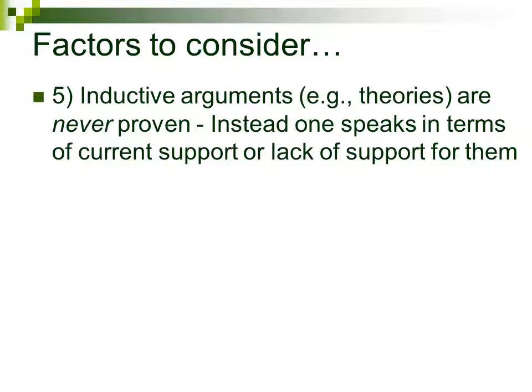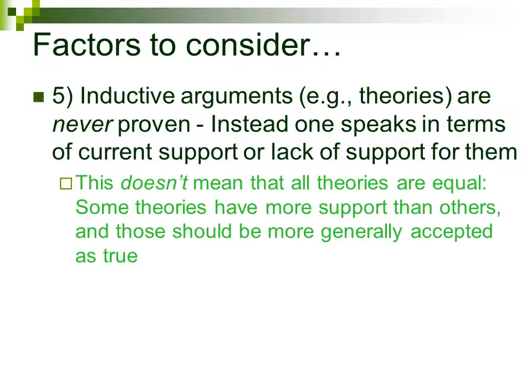Just think of all the theories that were thought to be true or proven at some point in time. The Earth is flat, the Earth is at the center of the solar system, people get sick because of evil spirits, people only use 10% of their brain, etc. This doesn't mean that all theories are equal. Some theories do have more support than others, and those should be more generally accepted as true. So the theory that people experience ESP or extrasensory perception is not as well accepted as a theory that depression is caused by a depletion of the monoamine neurotransmitters, for instance, norepinephrine, dopamine, and serotonin.